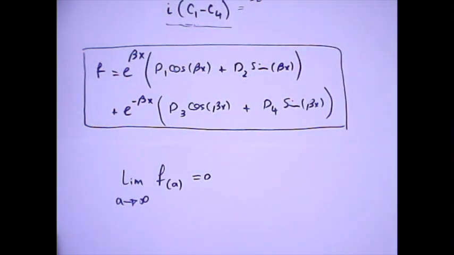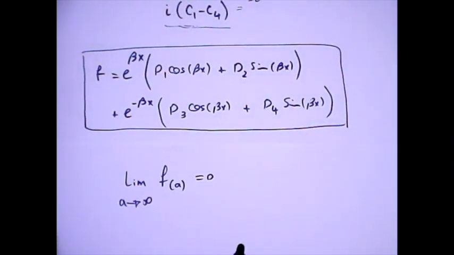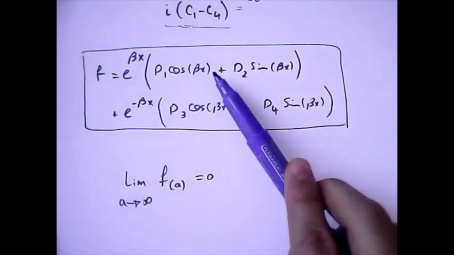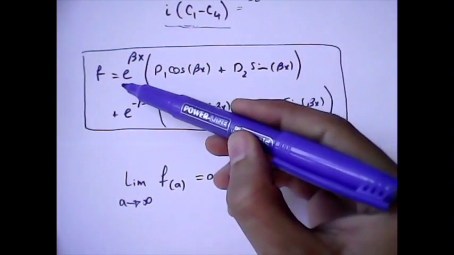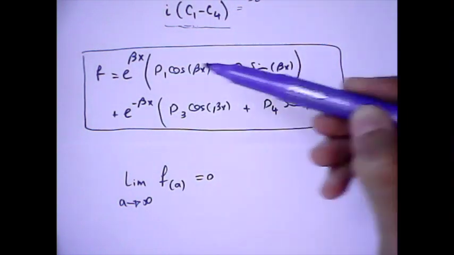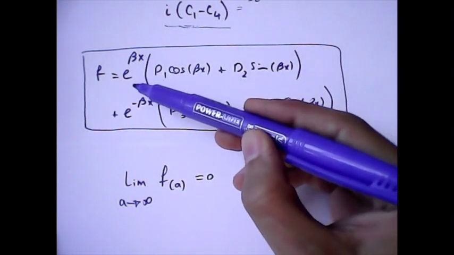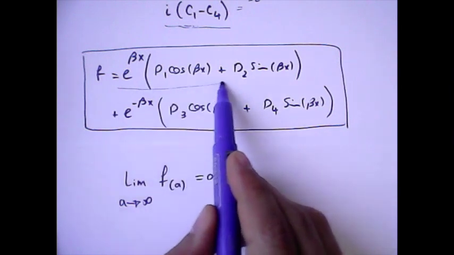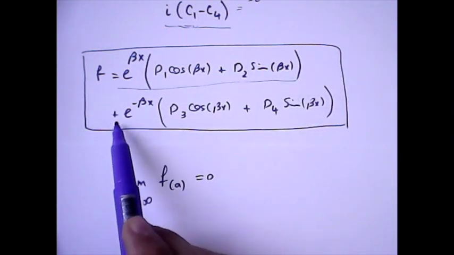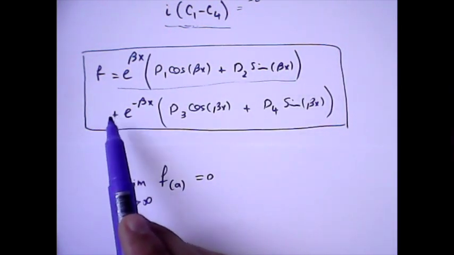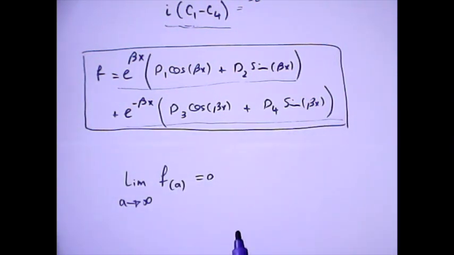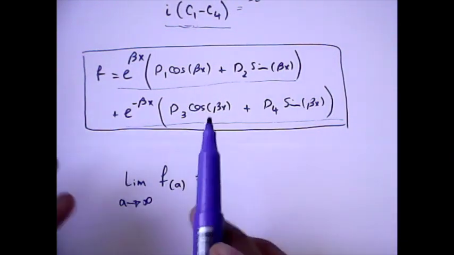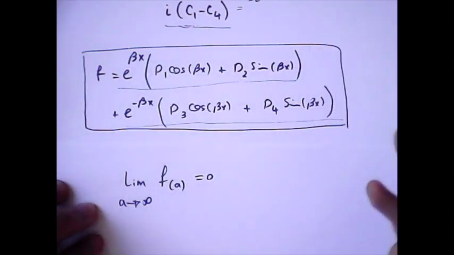Now let's take a good hard look at the family of solutions that we found in here. There are essentially two terms. There is this one on top, e to the power plus beta x times something, and there's another term summed with it on the bottom. So now let's take a look at it. What will happen if x grows and grows and grows?